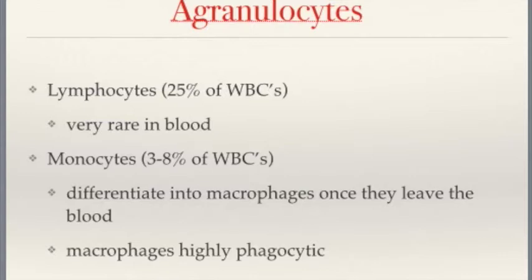Monocytes, on the other hand, are actually not active in the blood, but they can circulate around in the blood until they get to the area where they need to be, and then they leave the blood and become macrophages. And macrophages can move easily throughout the connective tissues of our body and phagocytize invaders.